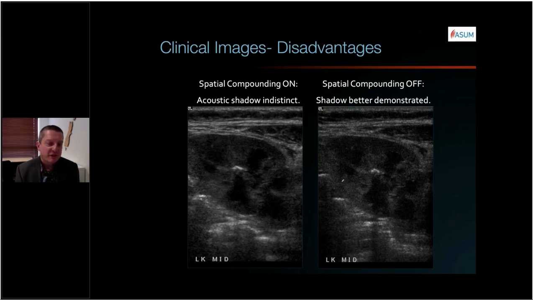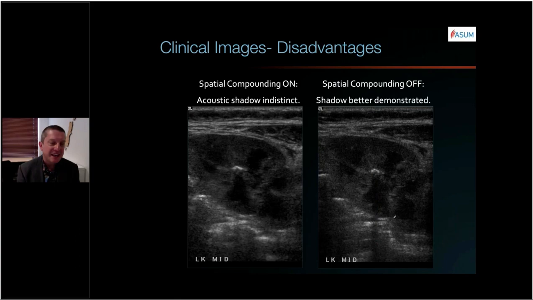So in these images of a very small renal calculus that is being interrogated using a linear array transducer, this must be either a small adult or a child, you can see that in a compounded image the shadow is not very evident, particularly lower down, whereas with spatial compounding turned off, the acoustic shadowing is very, very well appreciated.